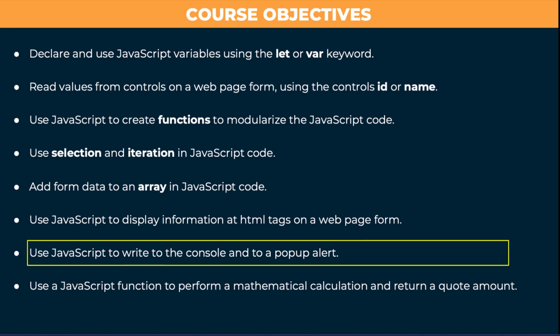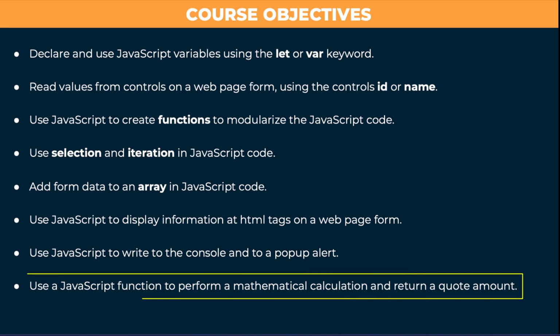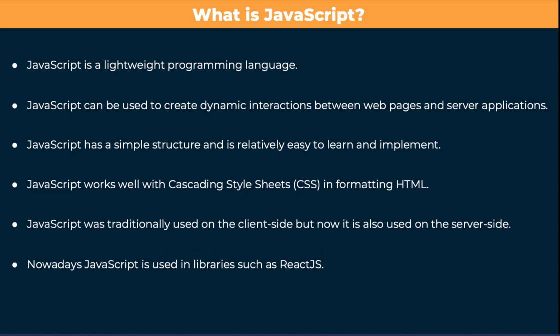We will also use JavaScript to write to the console, which is behind the web page or in our browser. And we will use a JavaScript function to perform a mathematical calculation and return a quote amount. So ultimately, we want to have a form where people can put in information and we will give them a quote, and we will do that with this course.